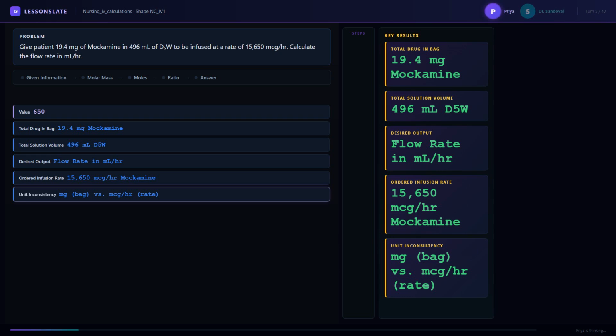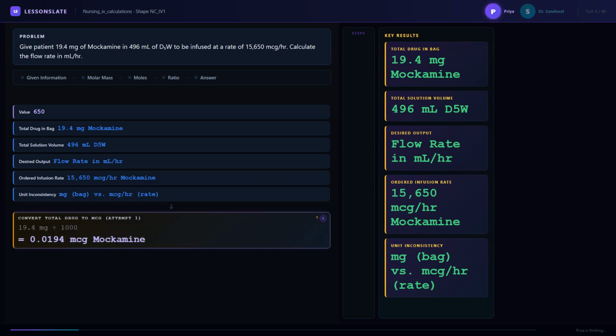I think it would be more straightforward to convert the total drug in the bag to micrograms. So, for 19.4 milligrams of Mockamine, I'd divide by 1,000 to get micrograms, right? That would mean there's 0.0194 micrograms of Mockamine in the bag.